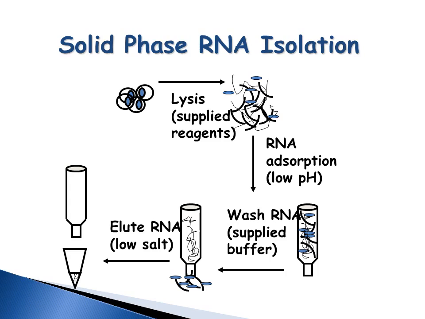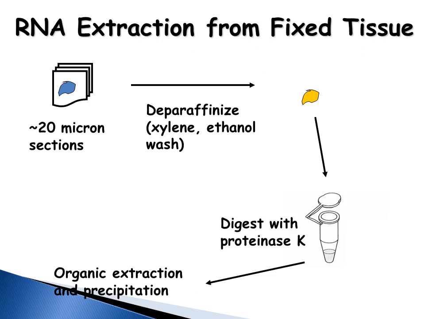Solid phase RNA isolation, these are commercially available kits. You're going to be supplied a lysis buffer to break open the cells. The RNA is going to be absorbed to the solid surface with a low pH. You're going to wash your RNA and you're going to elute the RNA from the solid surface using a low salt buffer.